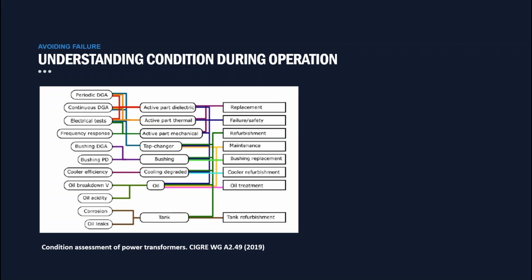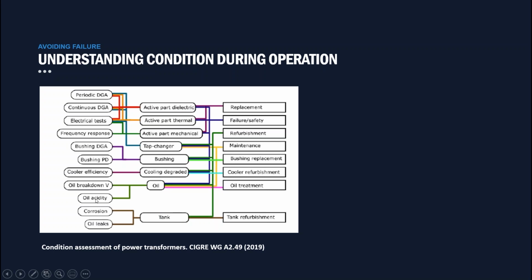And on-load tap changers do fail, and it's important to understand their condition. We can measure partial discharge in the bushings, also in the main tank. And let's move down the list.